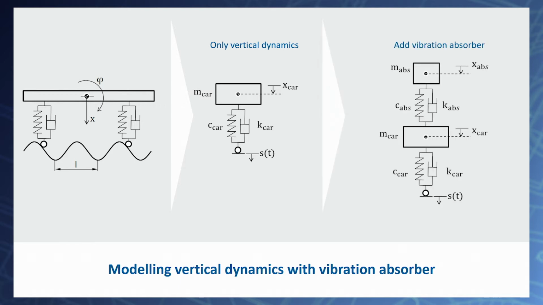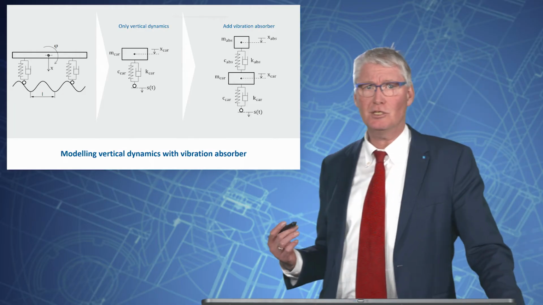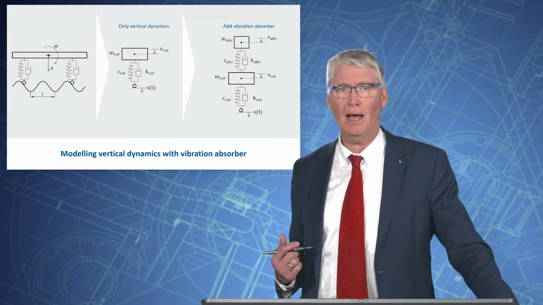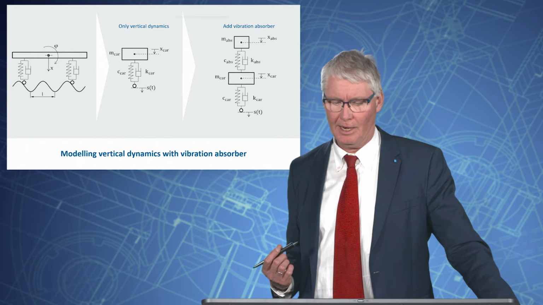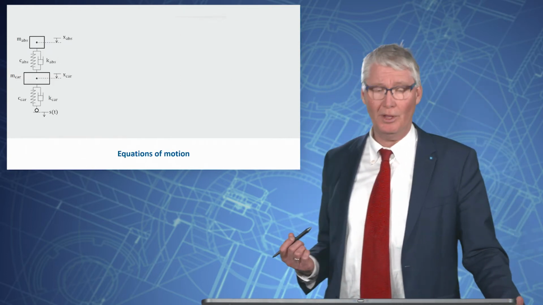And now we add a so-called vibration absorber, and that is an additional mass which is connected to the original mass m car by a spring, and the spring is called C absorber, and a damper which is called K absorber. Usually the mass that we add to the system is only a fraction of the mass of the car, so m ups is much smaller than m car.